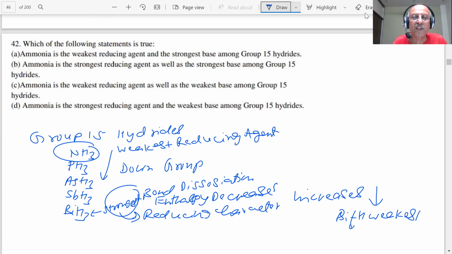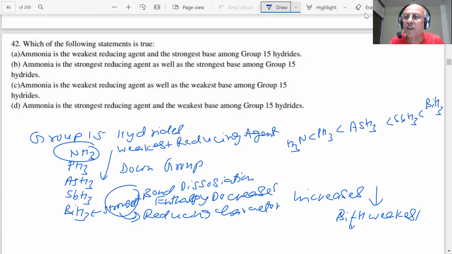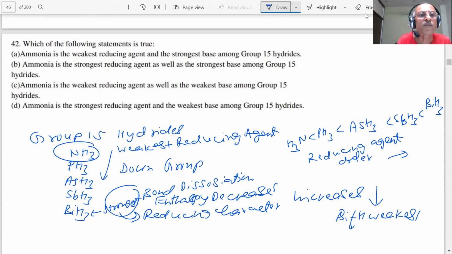So what is the order of the reducing agent? The order is NH3 less than PH3 less than AsH3 less than SbH3 less than BiH3. This is the increasing order of the reducing agent. So ammonia is the weakest reducing agent and strongest base.